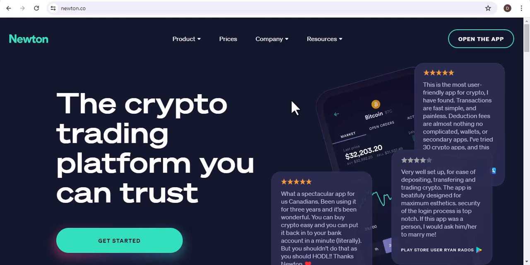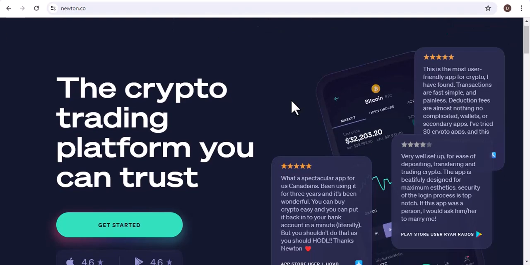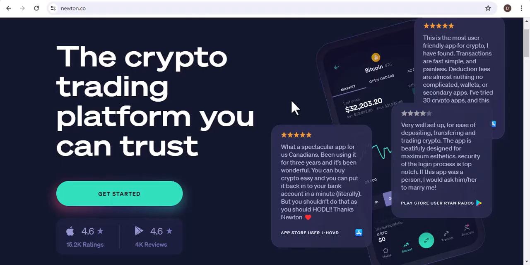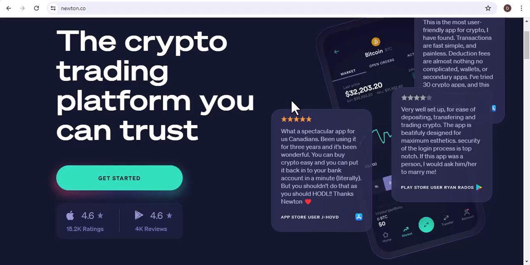Isn't the security of your crypto holdings the single most important factor once you've made a purchase? That's exactly why I moved my funds from the Newton exchange to my Ledger hardware wallet, and I'm going to walk you through the absolute best way to do it, based on my own experience.